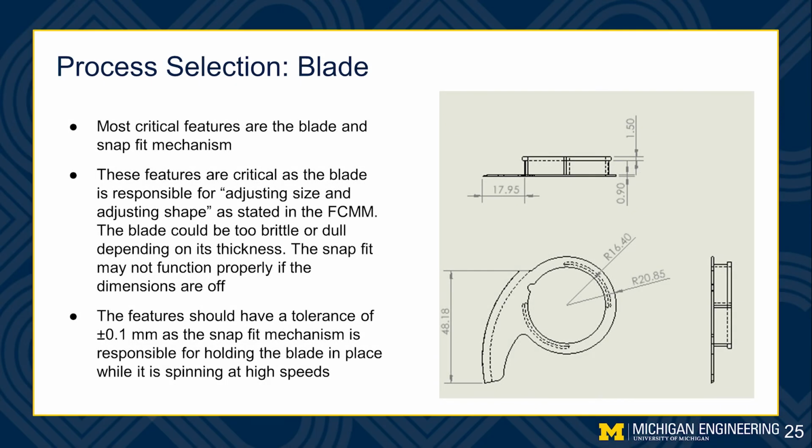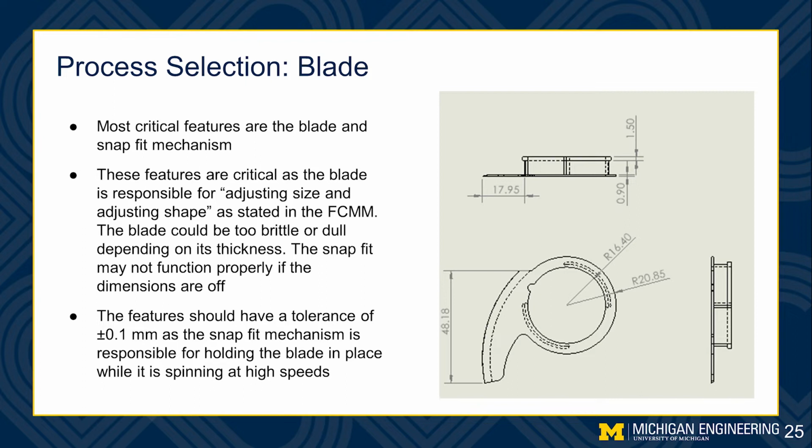So here's our process selection. The first part is the blade. The most critical features are the blade and the snap feed mechanism. These features are critical as the blade is responsible for adjusting size and adjusting shape as stated in the FCMM. The blade could be too brittle or dull depending on its thickness. The snap feed may not function properly if the dimensions are off.